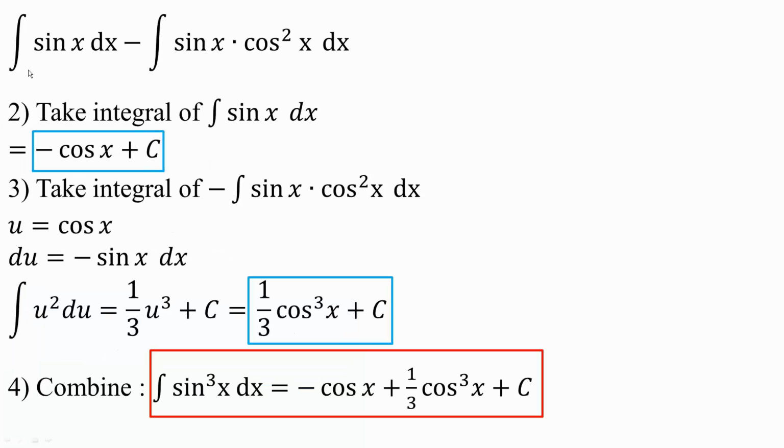Next, I will solve the integral of this right here, the integral of sine x dx. And that's simple. It's going to be negative cosine x plus c. Next, I will solve the integral of sine x times cosine squared x dx. With this, we need to use u substitution.